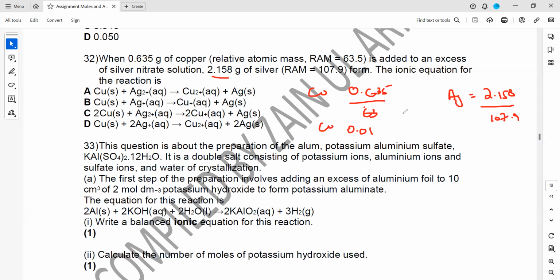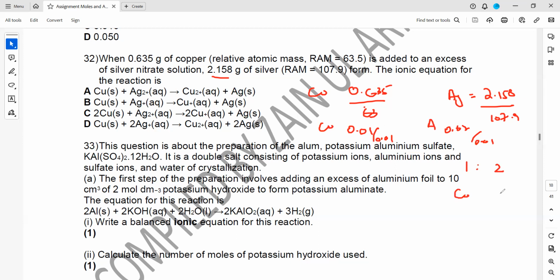How many moles of silver are there? What is the mass of silver? 2.158 divided by 107.9, which is 0.02. So what is the ratio between the silver and the copper? When we take the simplest ratio, we divide by the smallest value. We divide both of them by 0.01, so the ratio is 1 to 2.